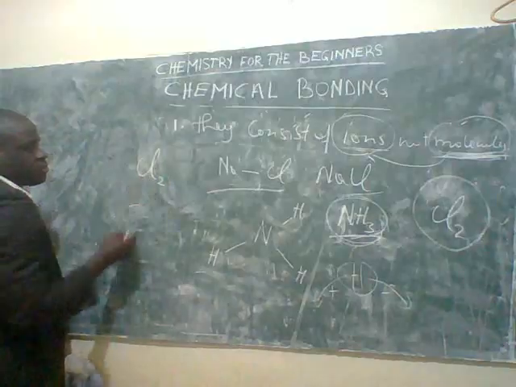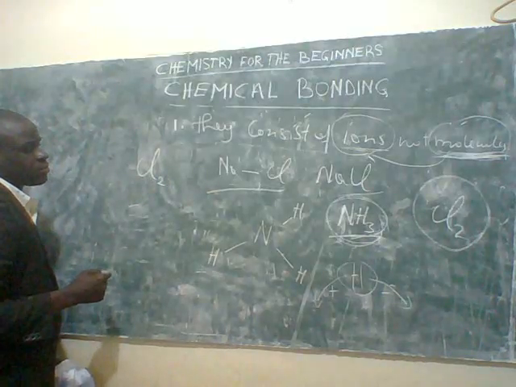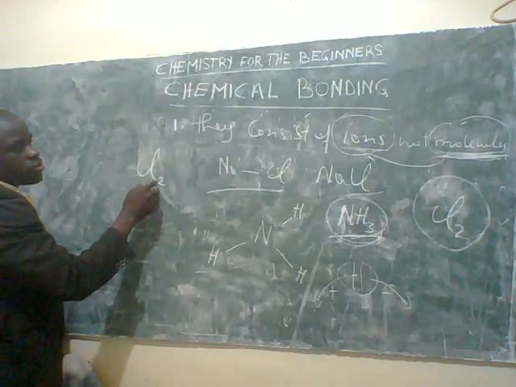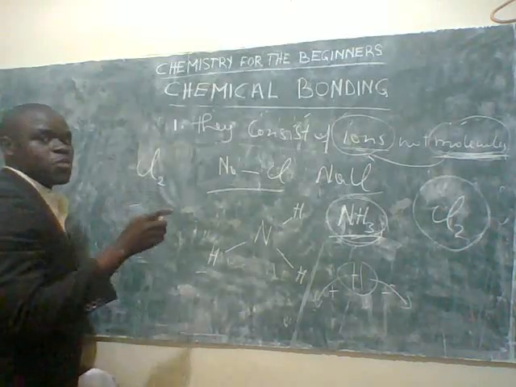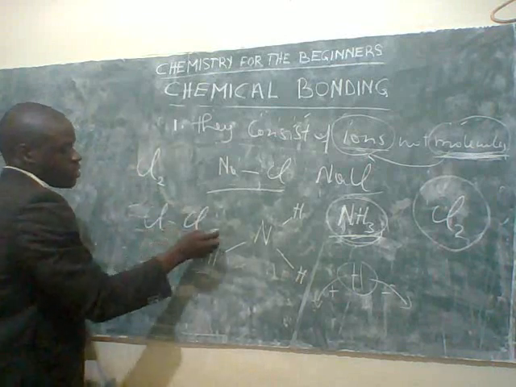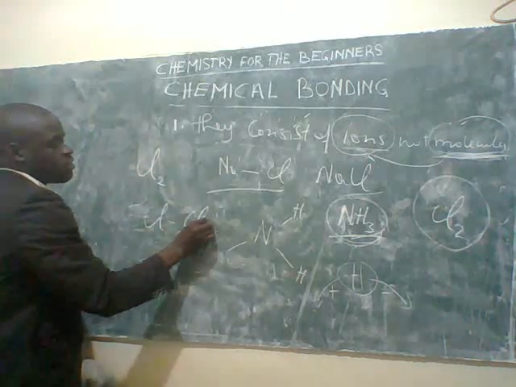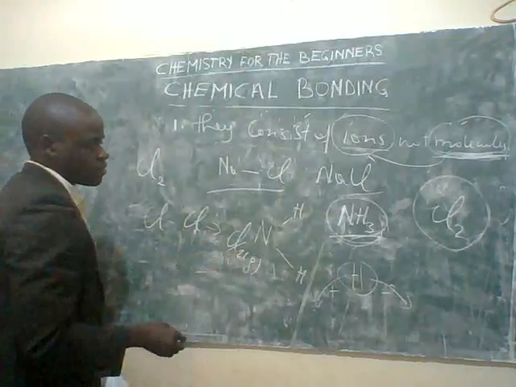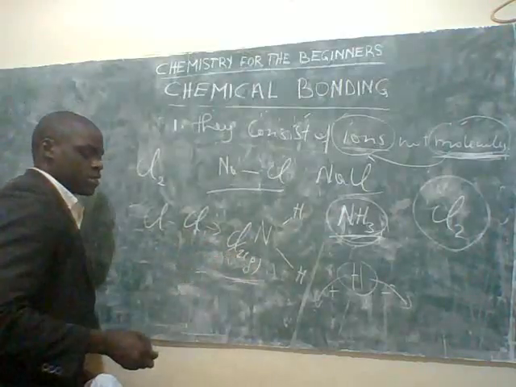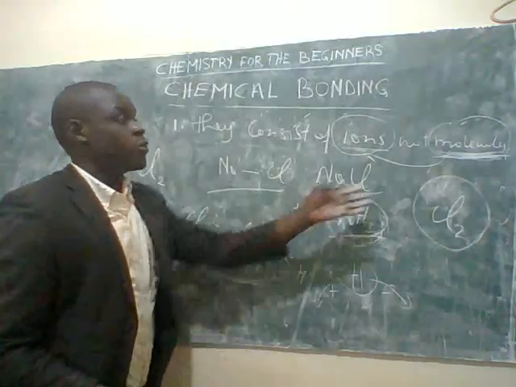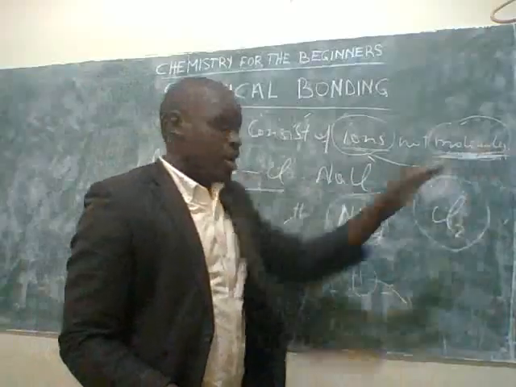When two same atoms are combined, like chlorine and chlorine, they combine to form chlorine 2. This is a gas. This is the chlorine gas. It is a molecule. We call it a molecule.